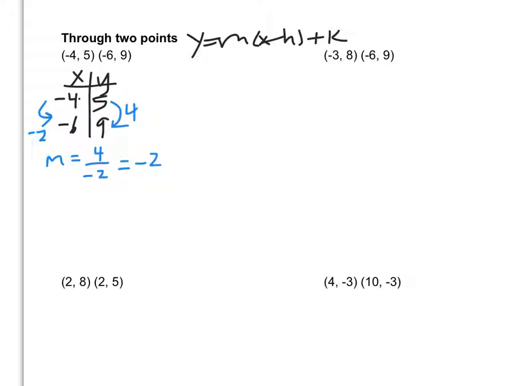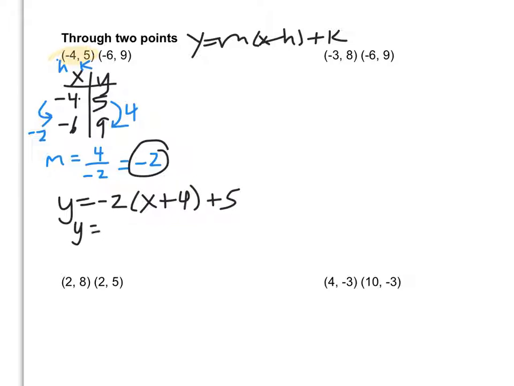And now I just choose eeny, meeny, miny, moe, which of the points to use. So I'm just going to choose the first one because I feel like it. And those are going to be my h and my k. So y equals my slope of negative 2, (x minus means opposite, so plus 4), plus 5, keep your k. Distribute and combine like terms. Y equals negative 2x, negative 8, plus 5. So y equals negative 2x minus 3.